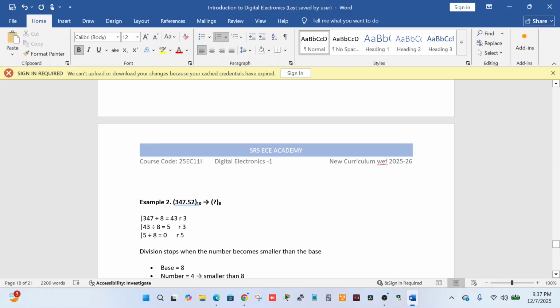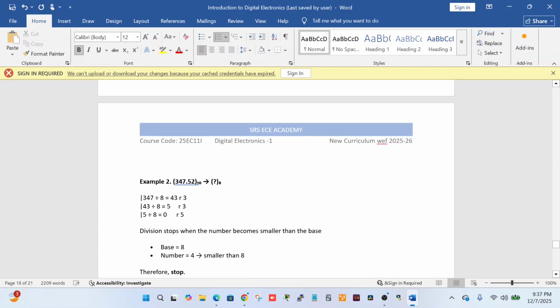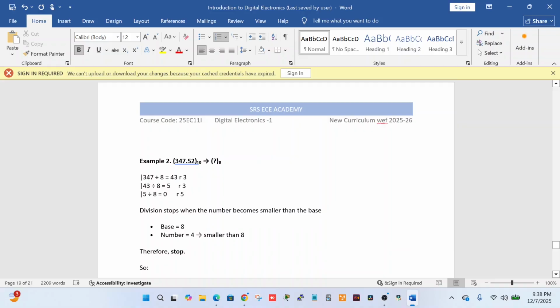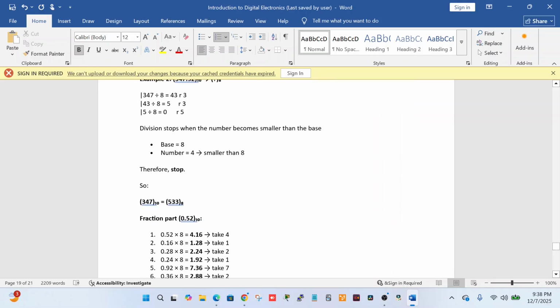Most people will get confused here about how many times you have to divide. The number 5 is smaller than the base, which is 8, so you have to stop, because division works based on quotient. Now take the remainders from top to bottom as bottom to top order: 5 3 3. The octal number of 347 is equal to 533.